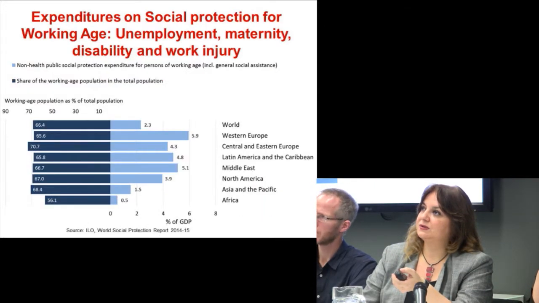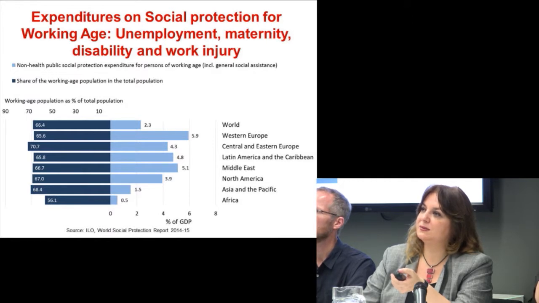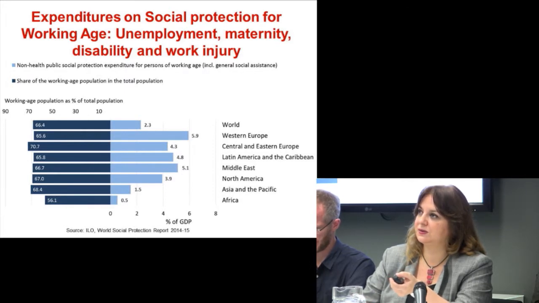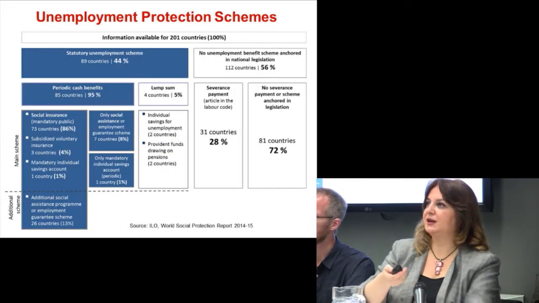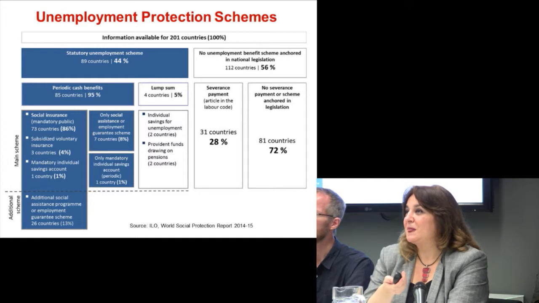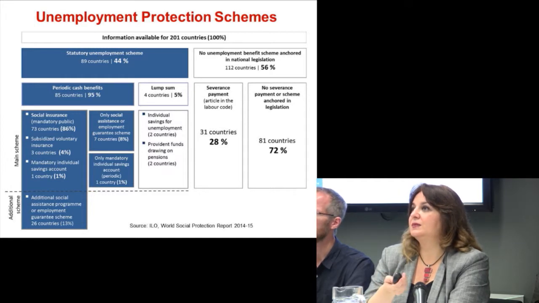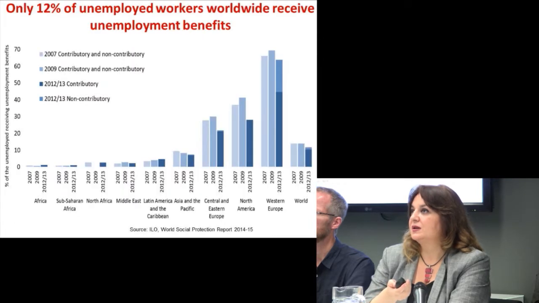In social protection for men and women of working age, we have a number of schemes from unemployment, maternity, disability, and work injury, and we put them here together. There are more expenditures on this age group than on children. And I'm going to pass them quickly because each of them will again show the system perspective, starting with unemployment protection schemes.